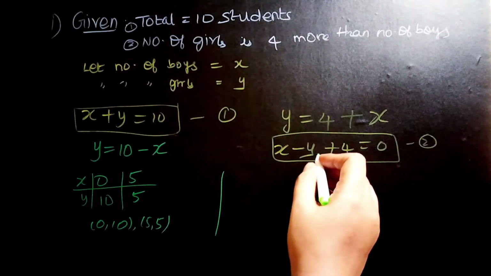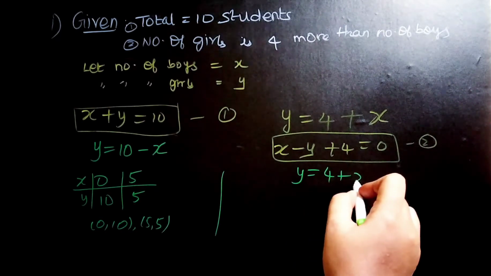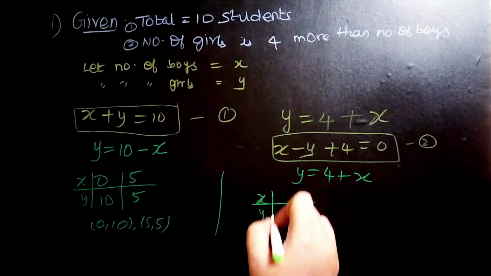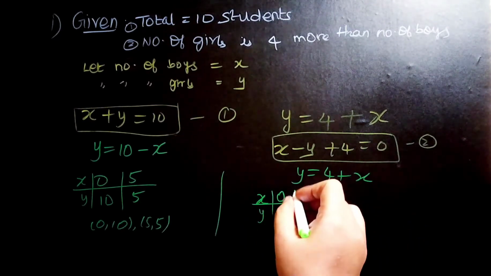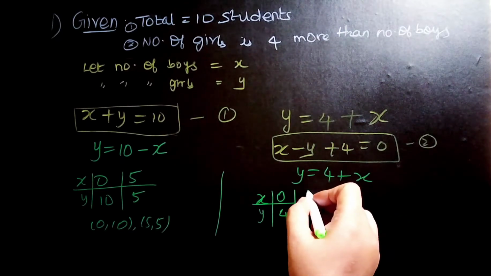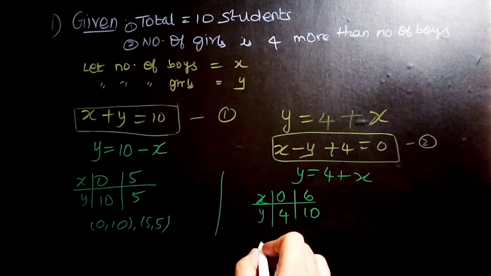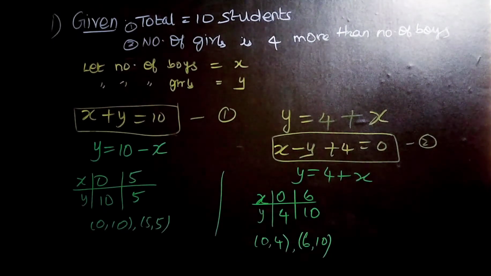Similarly, here we'll take this Y to the other side. So we have Y is equal to 4 plus X. So we'll substitute for X. Let's see what we are getting. If you substitute X as 0, 4 plus 0, Y is 4. If you substitute X as 6, 4 plus 6, we get Y as 10. So we get (0, 4) and (6, 10) for plotting.